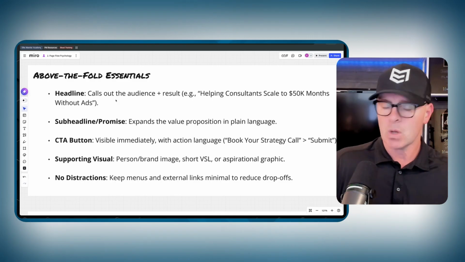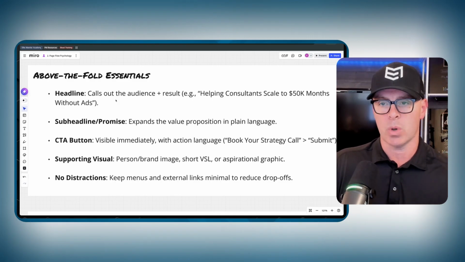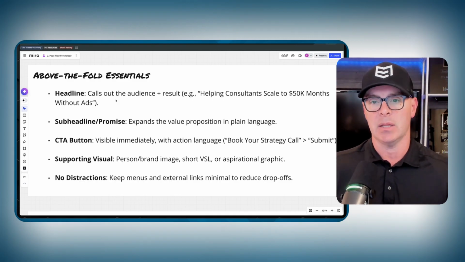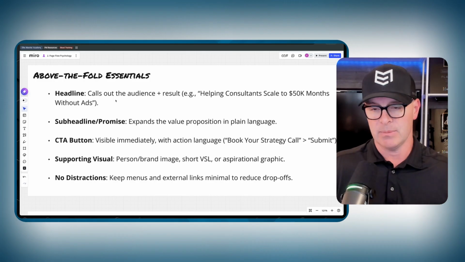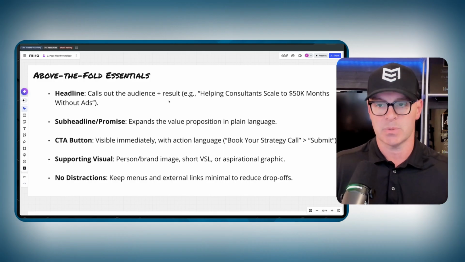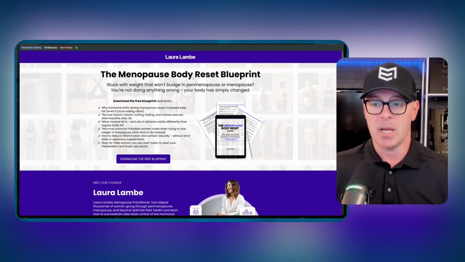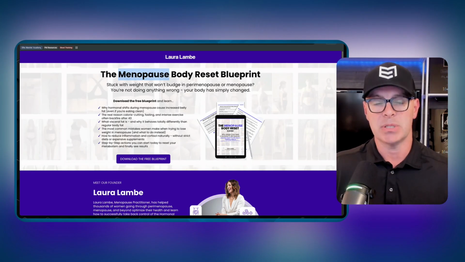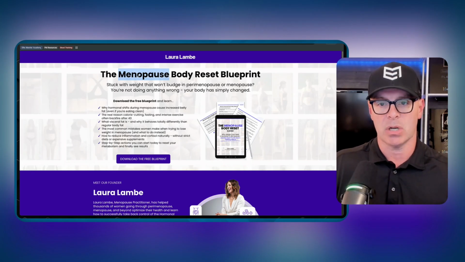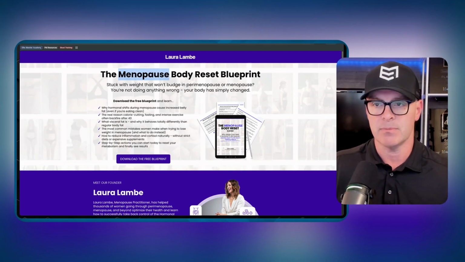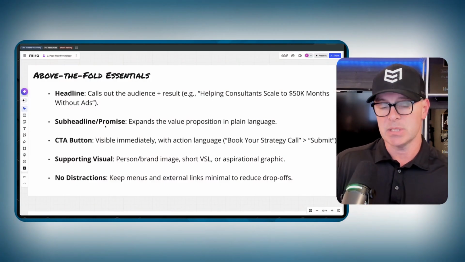So headline number one, we're obviously going to call out the audience or at least mention something in the language where the audience could identify with it. And then of course, some sort of result. So I use an example here, like helping consultants scale to 50K months without ads. I'll use Laura's example again, the menopause body reset blueprint. They understand I'm calling out the market, essentially the target audience, people who are going through menopause. Very simple.